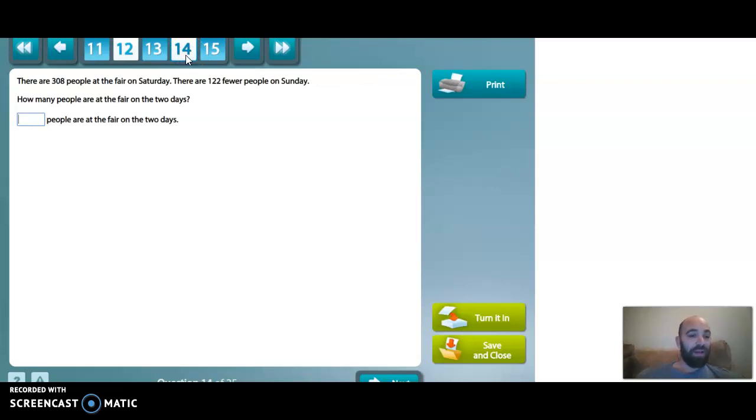Number 14. There are 308 people at the fair on Saturday. There are 122 fewer people on Sunday. How many people are at the fair on those 2 days? Pay attention to that question. How many are at the fair on those 2 days? 308 on Saturday, 122 fewer on Sunday. Not 122 people, 122 fewer.